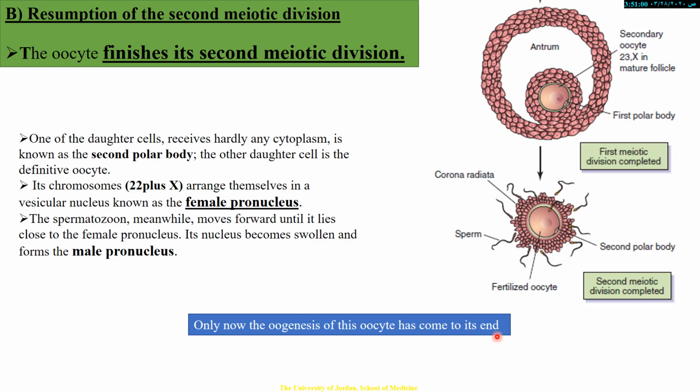What does this mean? It means sometimes the first polar body does not divide, so we won't have the two secondary polar bodies. But the secondary oocyte usually divides into a fertilized egg and a secondary polar body. So the number of secondary polar bodies is variable. It could be at least one or three. And only now, by the entrance of the sperm, meiosis 2 has finished.